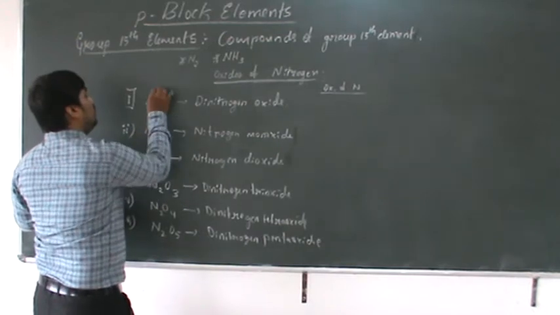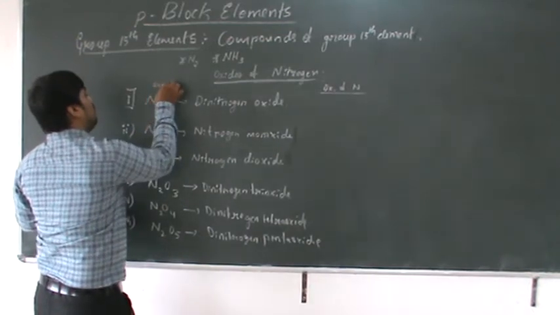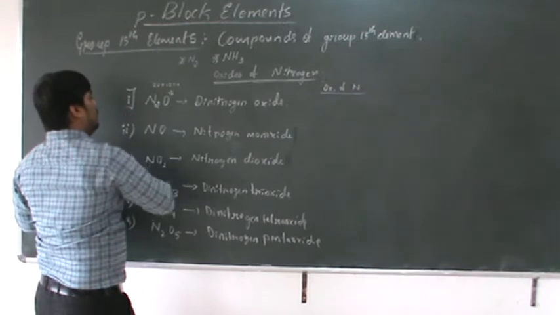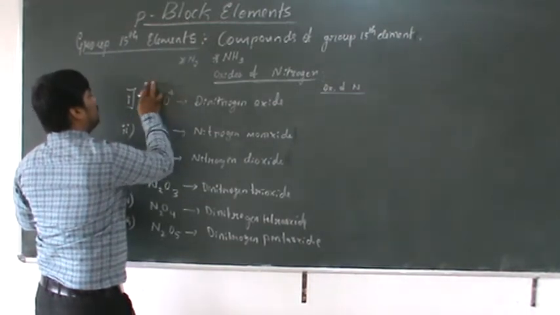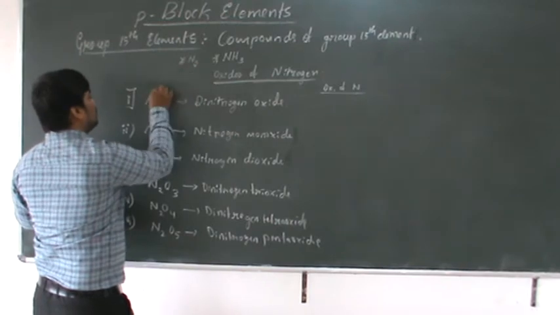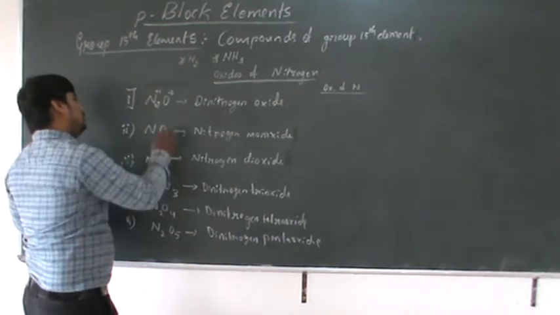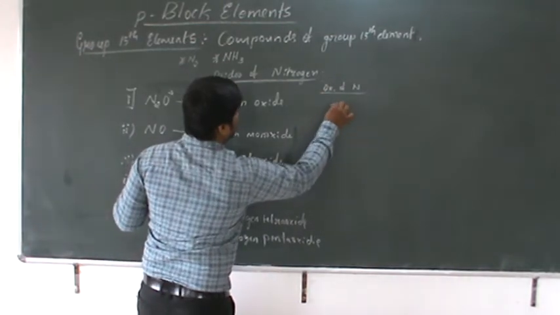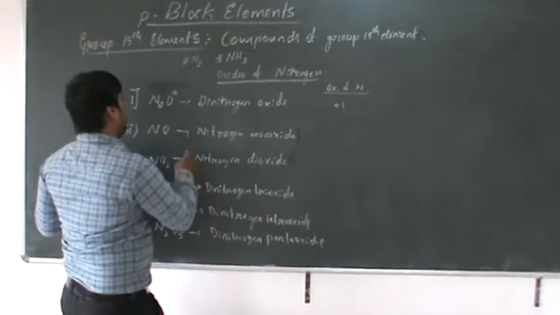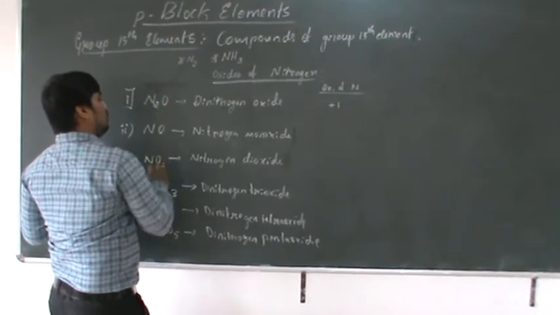Then 2x plus -2 is equal to 0. What does it indicate? So the value of x becomes how much? Plus 1, correct? So it becomes plus 1. The oxidation state of nitrogen in dinitrogen oxide is plus 1.